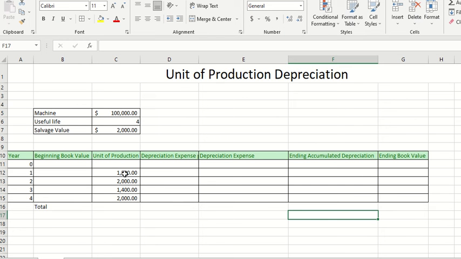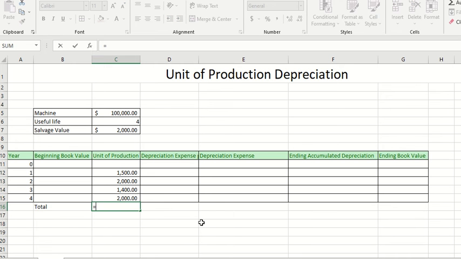Let's say we have the unit of production based on the years in here, from year number 1 to year number 4, and we know that we can find the total of production, so we just zoom on the value here.